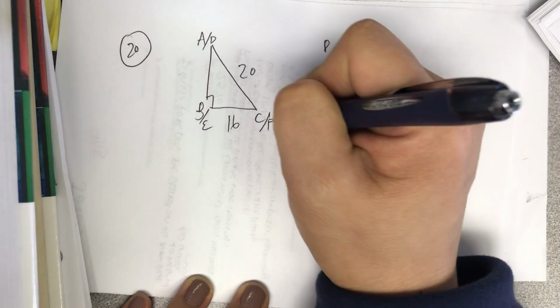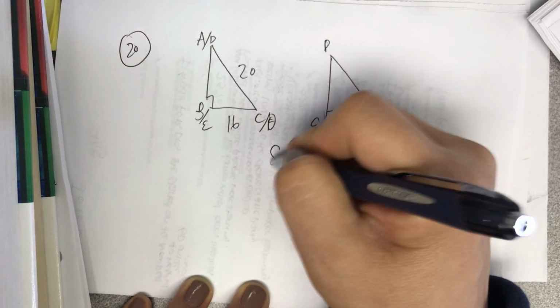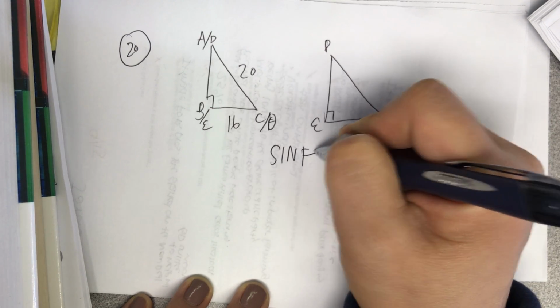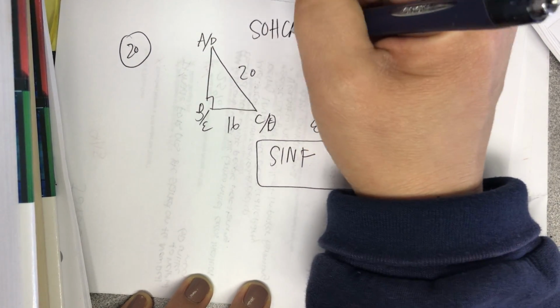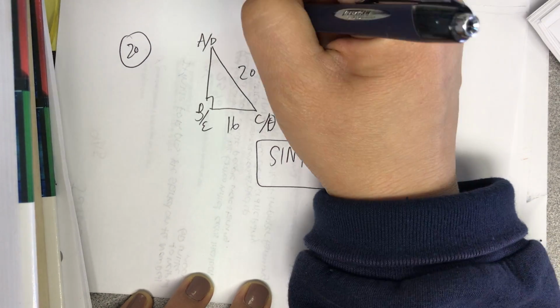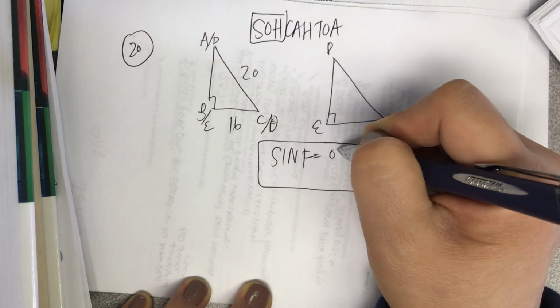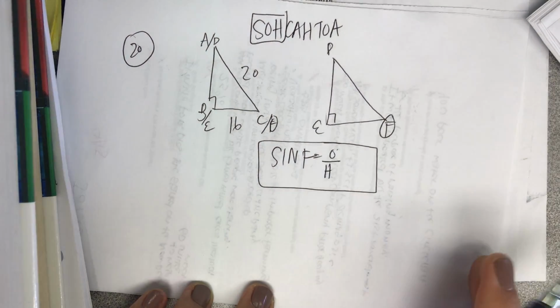Okay, sine F is here. Okay, sine F. We know that sine is, when we do SOHCAHTOA, we know this is sine. It equals the opposite over the hypotenuse.